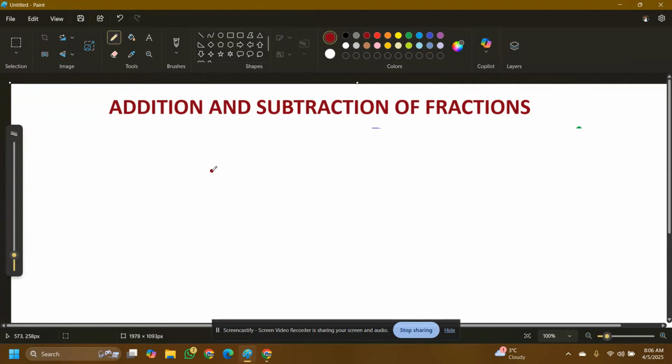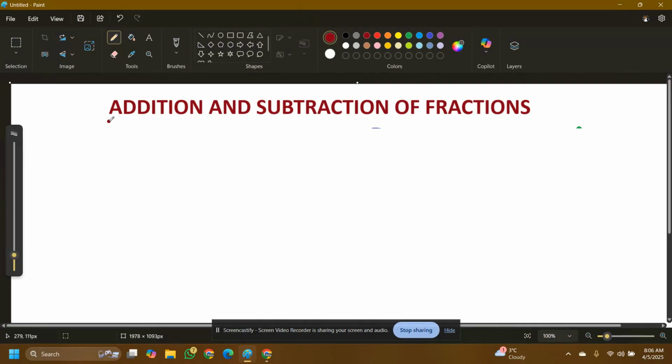I'm Eliza and today we are going to study about addition and subtraction of fractions. So in the previous lesson we have learned what fractions are, the types of fractions, and how to change a certain fraction to the other one. Today we are going to learn about the addition and subtraction of fractions.